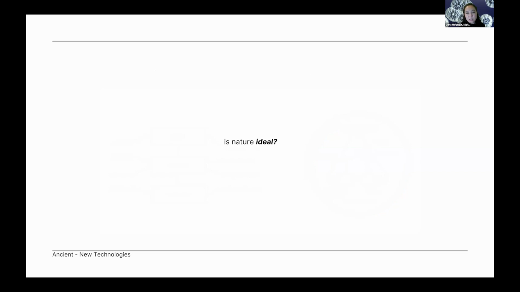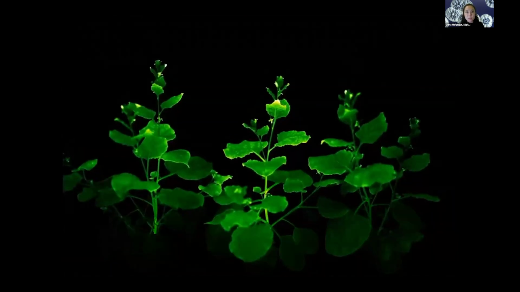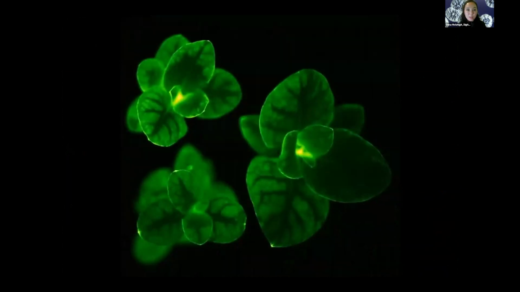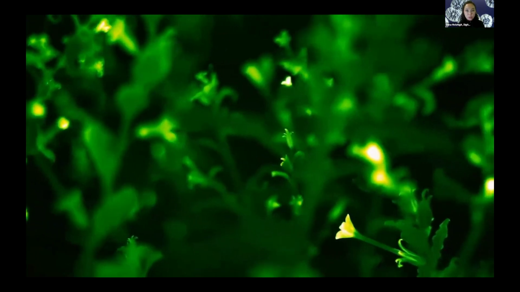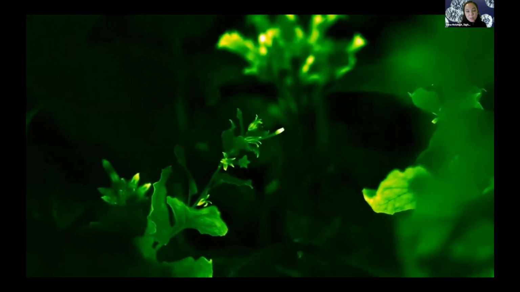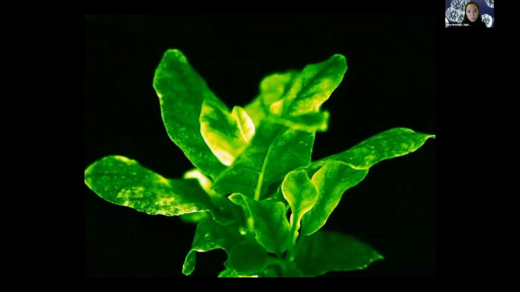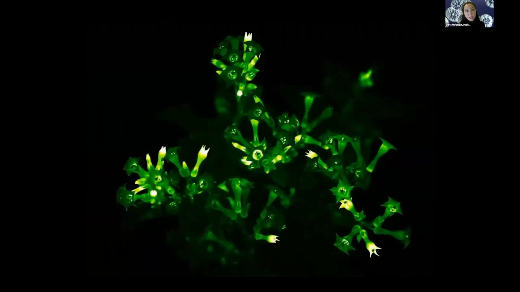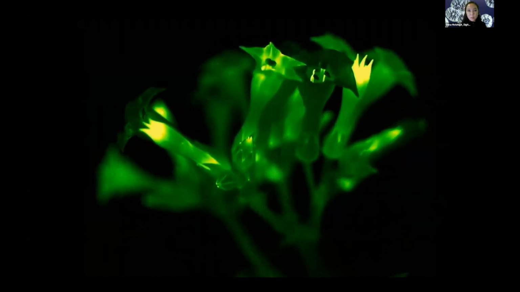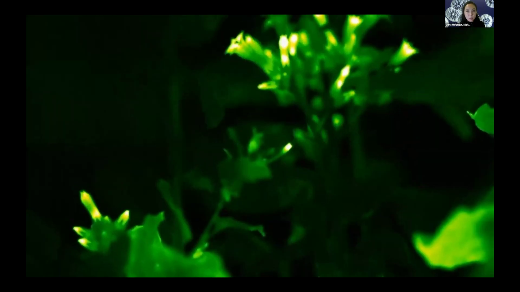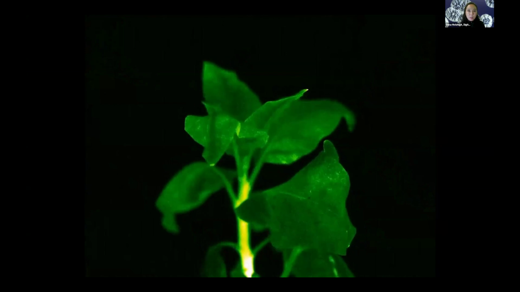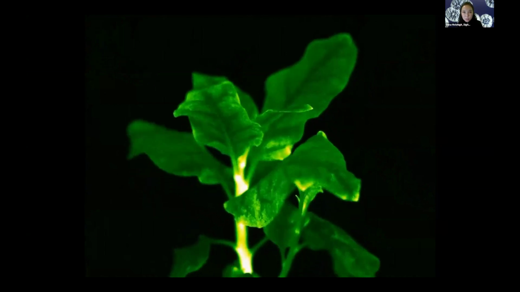But is nature ideal? This is one of the questions that a lot of biotechnologists ask today. As you can see, this is Ginkgo Bioworks' innovation. They took CRISPR technology, a gene editing technology where you can cut a gene that you like. In this case, they found a bioluminescent mushroom that glows in the forest at night, and they cut the gene and inserted it into bacteria.